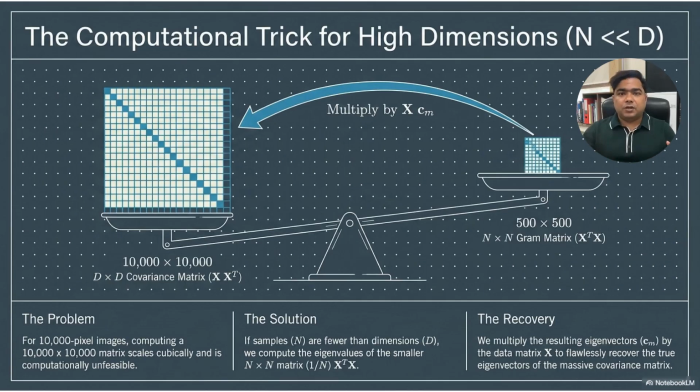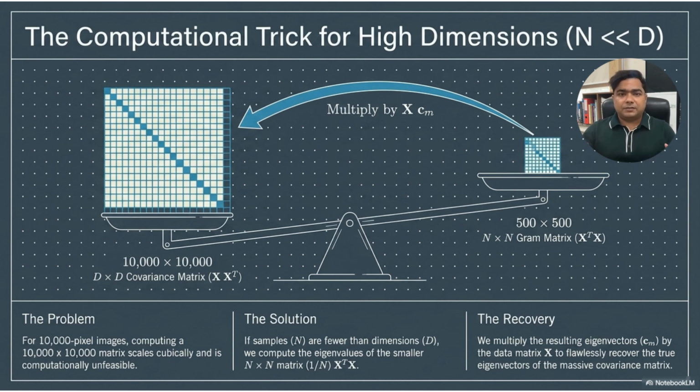This slide explains an important computational trick. Suppose we have 10,000 pixel images. Computing a 10,000 by 10,000 covariance matrix is very expensive. It may be computationally unstable and difficult to store in memory, but sometimes the number of samples is much smaller than the number of dimensions. For example, we may have only 500 images, but each image has 10,000 features. In this case, instead of computing the huge D by D covariance matrix, we compute a smaller n by n gram matrix. The smaller matrix can be spoken like this: x transpose multiplied by x. This matrix is only 500 by 500 in the example, which is much easier to handle.